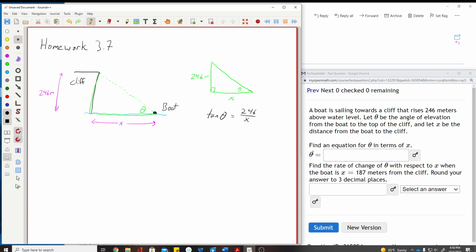It doesn't exactly answer my question, though, because it says find an equation for theta in terms of x, so we need to solve for theta. We want theta equals. So that's where I'm going to use the inverse function.